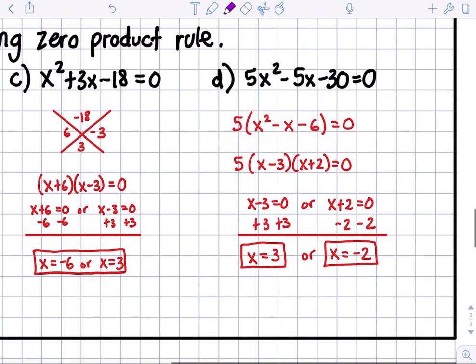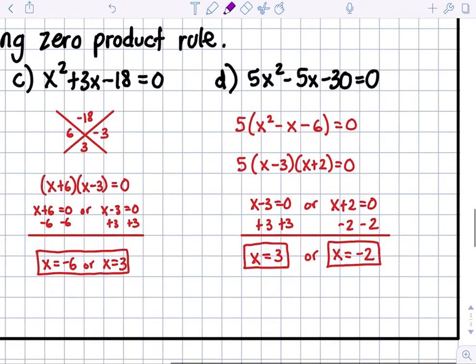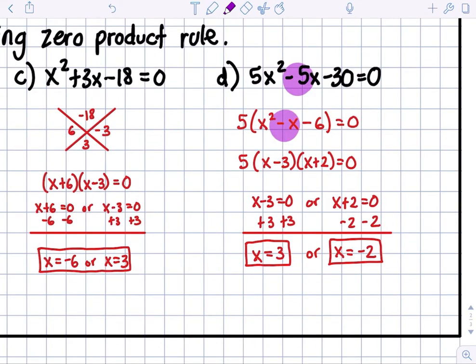Part D. So factor this out first. Since the first one is 5, I'm going to see if all of them can be divisible by 5. So 5 divided by 5 is 1. -5 divided by 5 is -1. And -30 divided by 5 is -6.